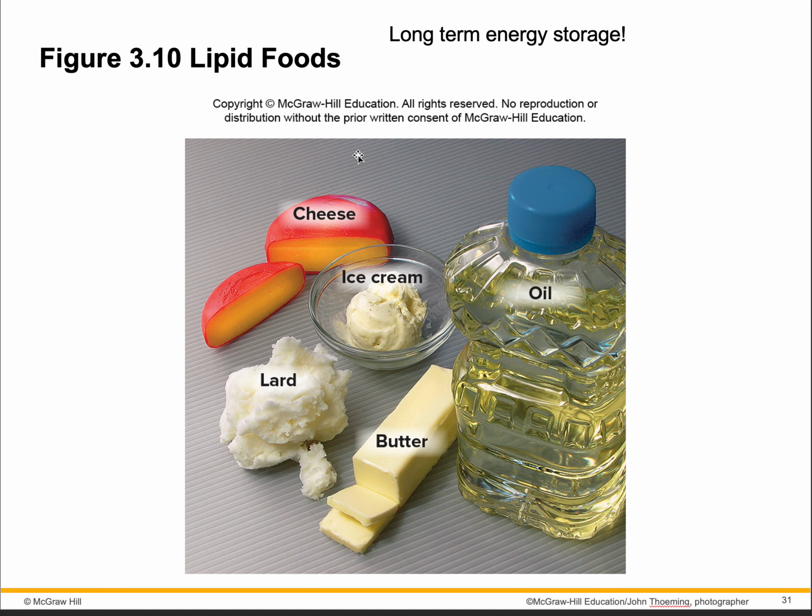For lipids, these are some common lipids. So we associate lipids with fats, with waxes, with oils. So here they have cheese, ice cream, lard, butter, and oil. This is a type of energy that would be long-term. So this is also detrimental kind of to us, because we tend to gravitate towards these foods.